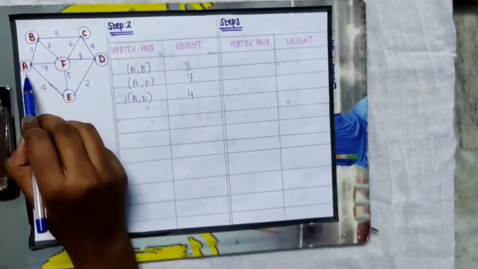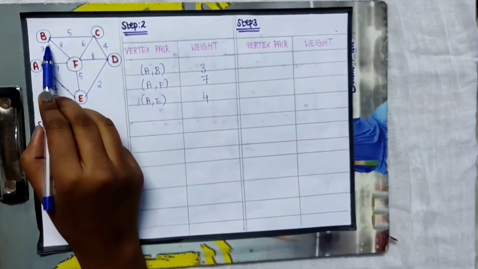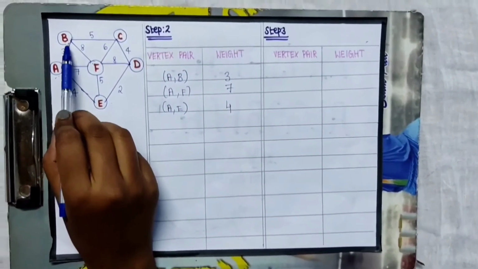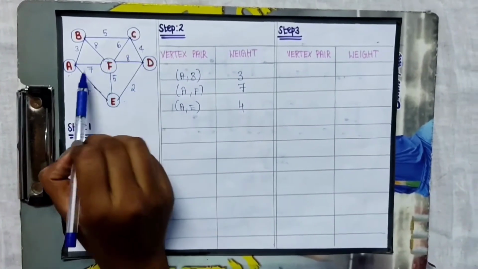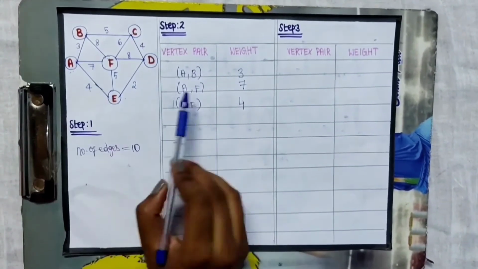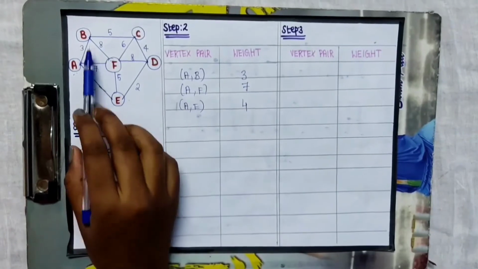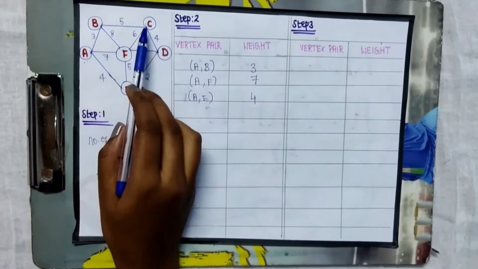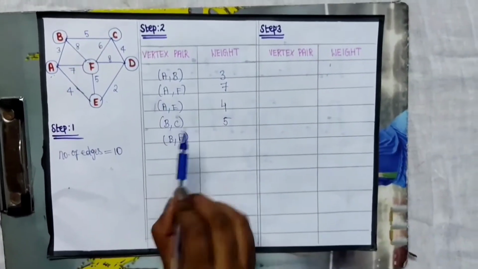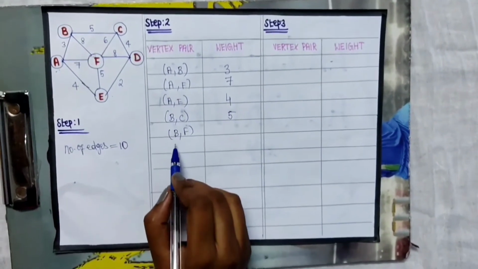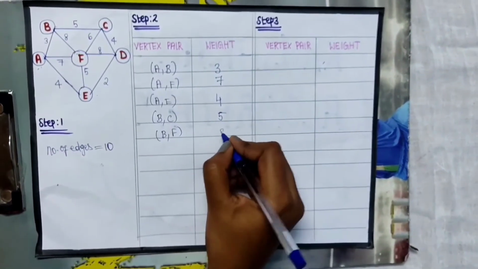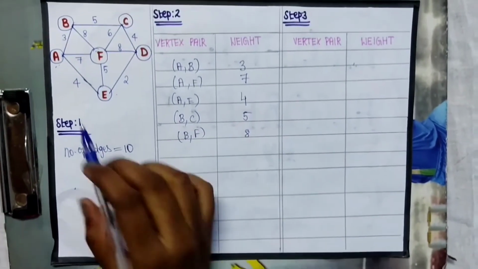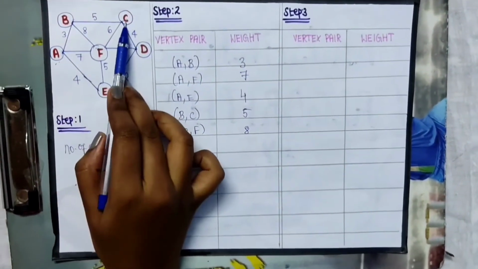Then after the completion of alphabet A, I am picking the alphabet B. B is combining with A, C and F. Already we have written A, B, so you don't need to mention B, A. After leaving A, you just have C and F: B, C weight is 5 and B, F weight is 8. After the completion of alphabet B, I am going with alphabet C.